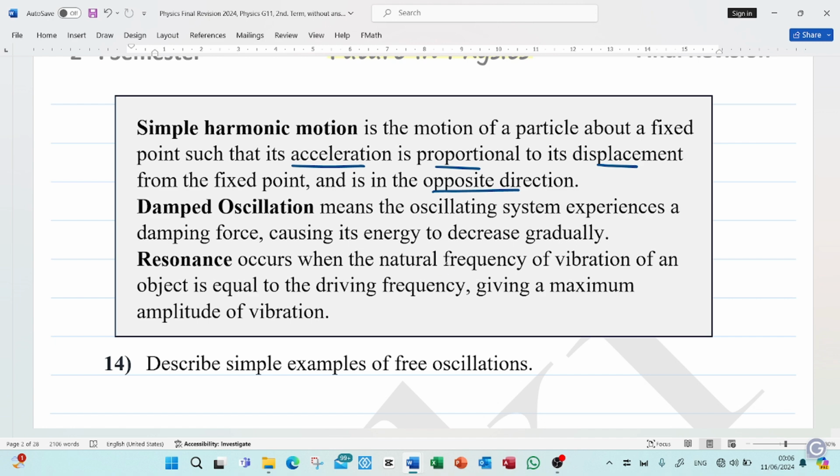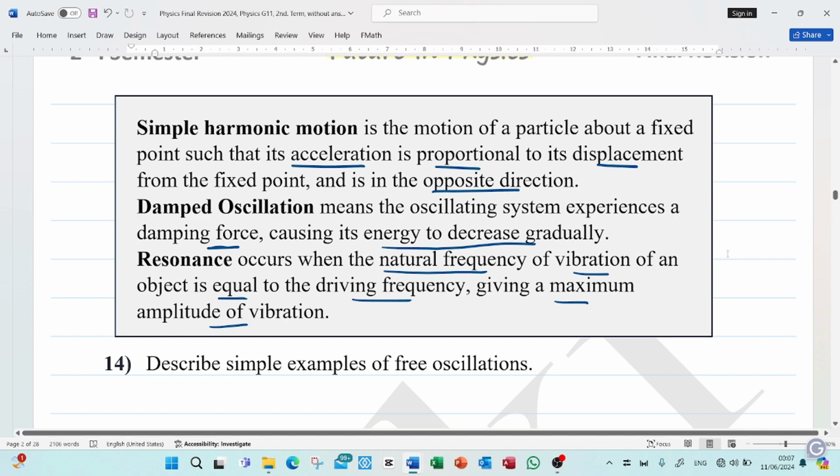Damped oscillations means the oscillating system experiences a damping force, causing its energy to decrease gradually. Resonance occurs when the natural frequency of vibration of an object is equal to the driving frequency, giving a maximum amplitude of vibration. Just write the keywords in the exam.